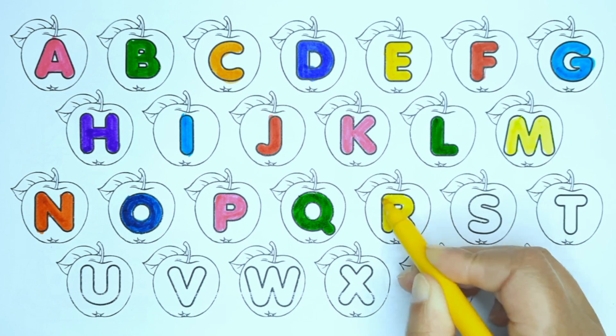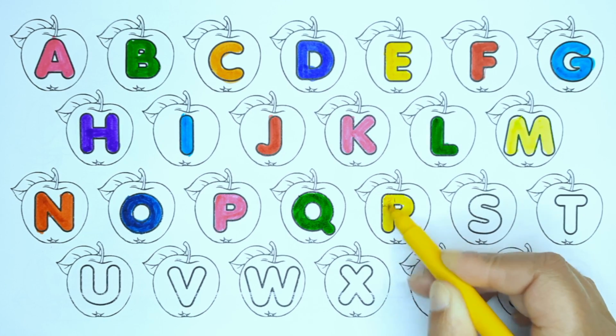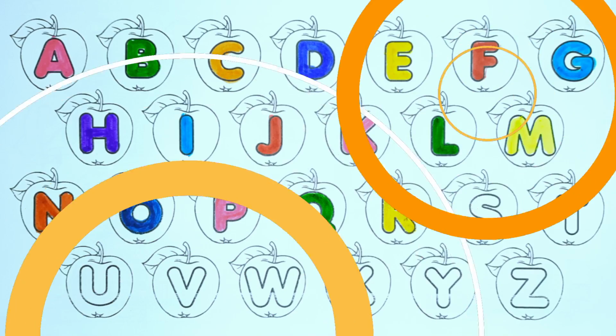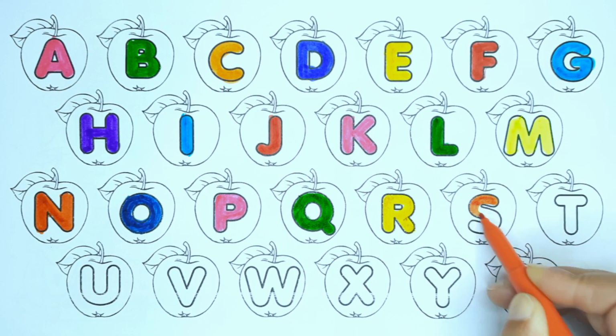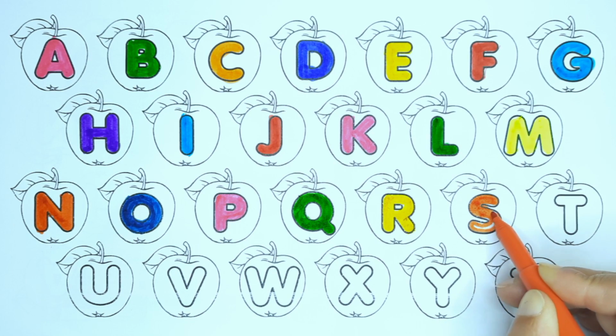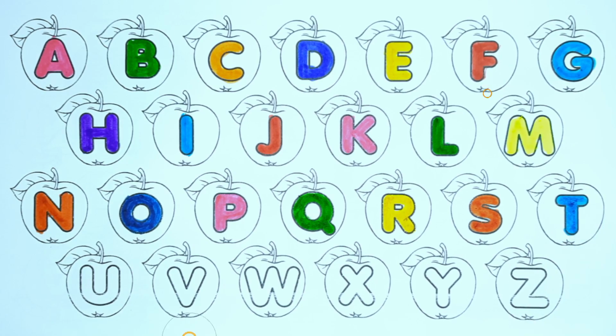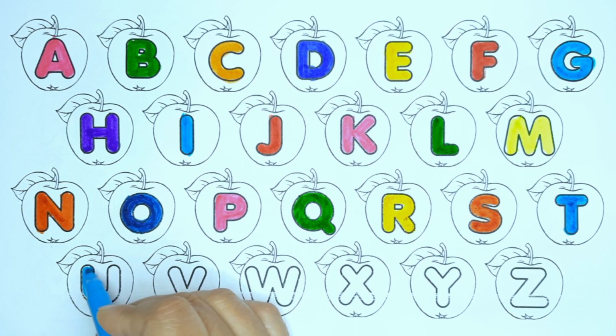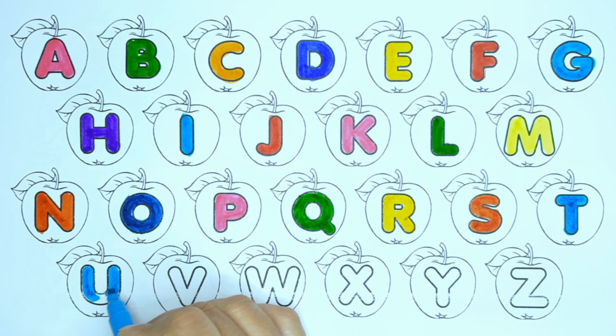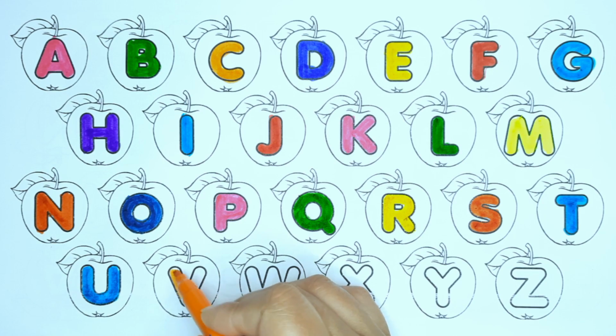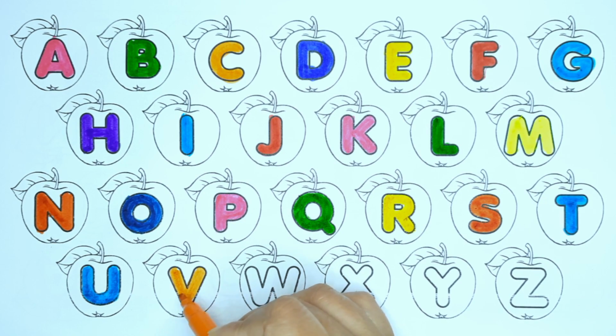R for rose. S for star. T for tiger. U for umbrella. V for vegetables.